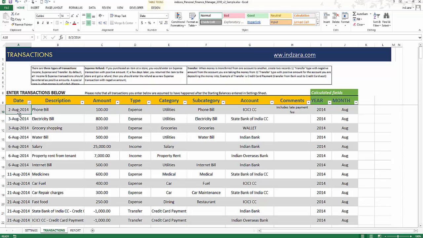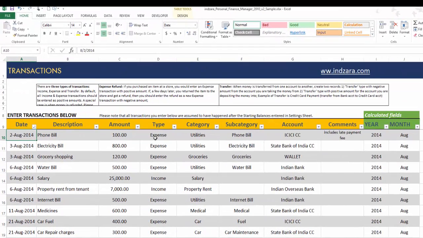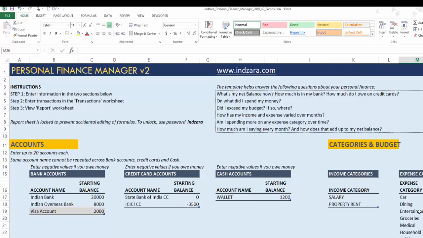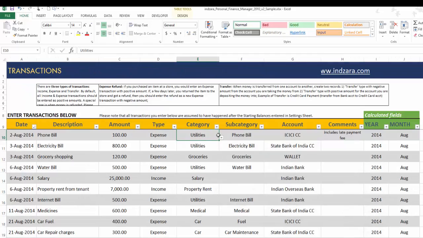For example, 2nd August 2014, I had a phone bill that was 100 rupees and the type was expense. There are 3 possible entries, as I mentioned. It can be an income transaction, it can be an expense, or it can be a transfer. This was an expense where I paid my phone bill, and I had categorized it as utilities. And please note that these fields here have drop-down menus, and the values that show up here are coming from what you entered in the settings sheet in the categories. And the subcategory, I have assigned it as a phone bill.